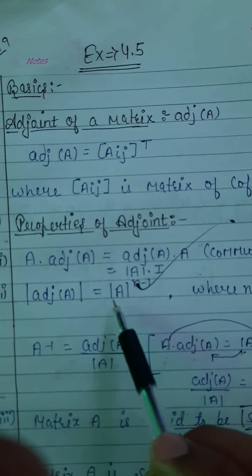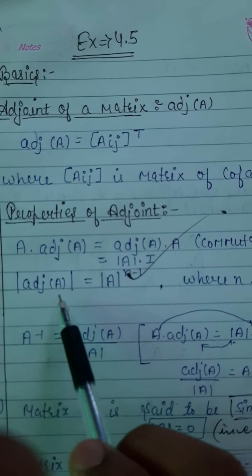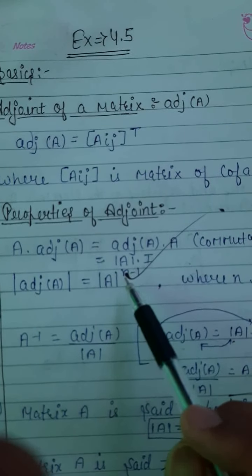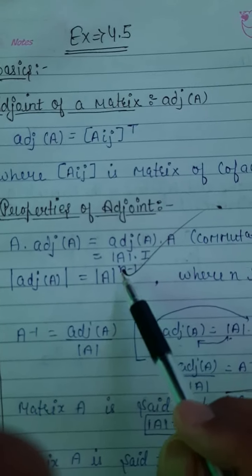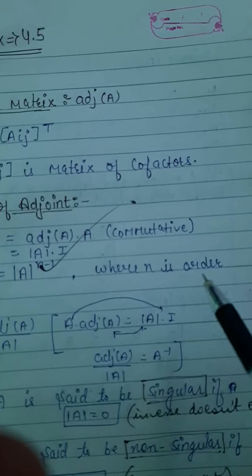Sometimes a 1 mark question comes from this, like modulus A is given, then find modulus of adjoint A. N is the order here, like if it is 2 by 2, then you have to put n value 2. If it is a 3 by 3 matrix, you have to put n value 3, where n is the order of the matrix.